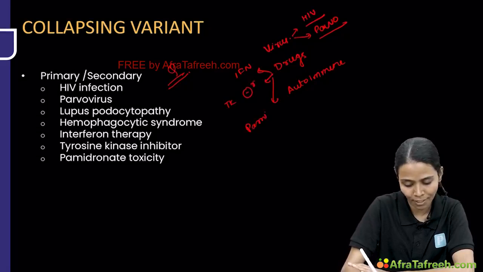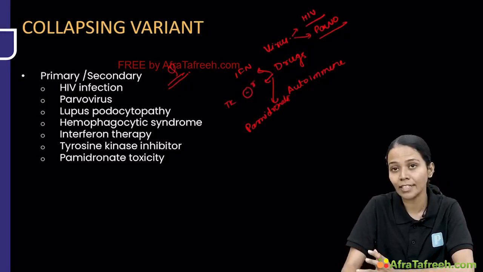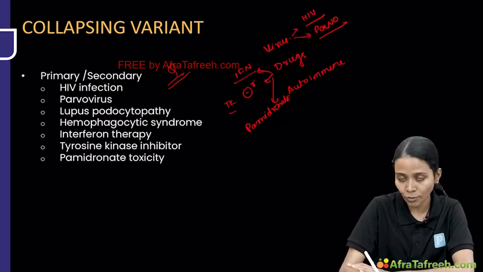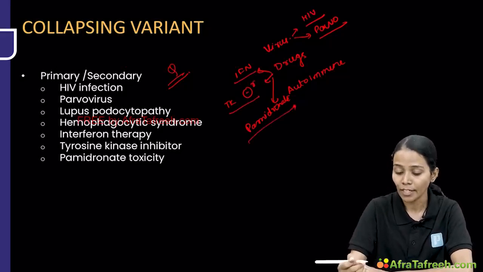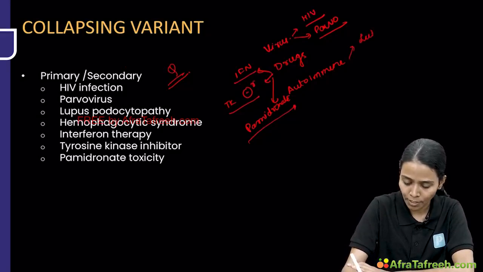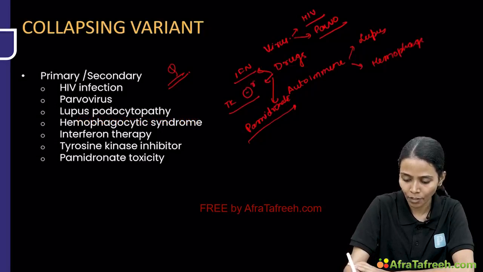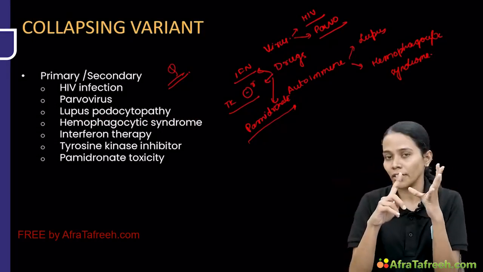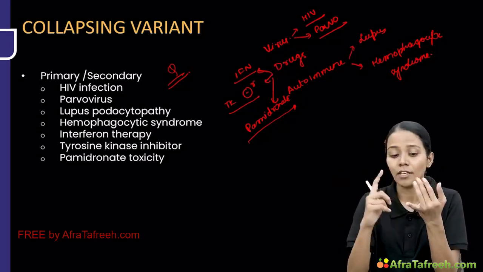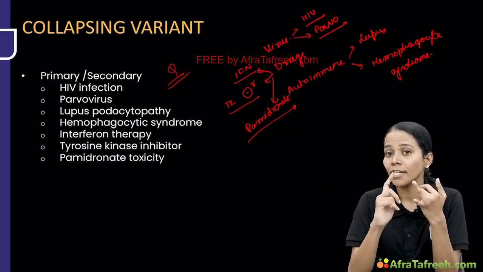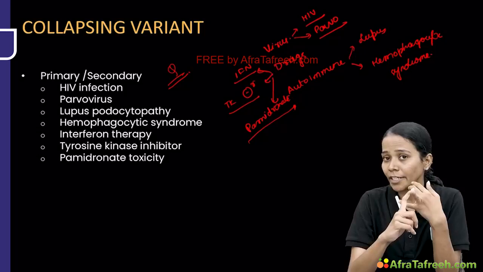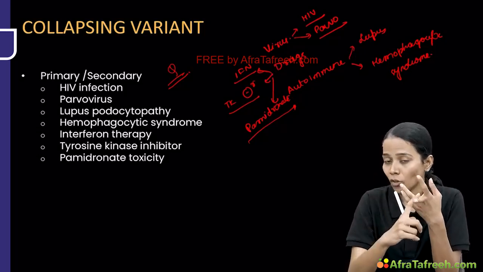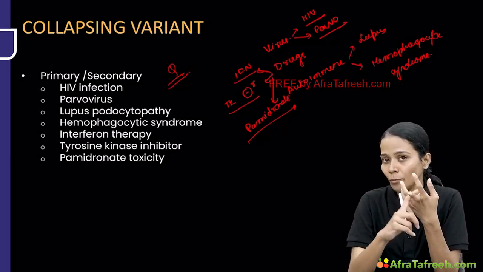So if you remember the HIP mnemonic, out of the three drugs: interferon, tyrosine kinase inhibitors and pamidronate. Then coming to autoimmune, which can be lupus or hemophagocytic syndrome. Okay. So the important causes of collapsing variant of FSGS, you can classify into virus, drugs and autoimmune. Virus is HIV and parvovirus. Drugs are interferons, pamidronate and tyrosine kinase inhibitors. And the autoimmune conditions are lupus podocytopathy and hemophagocytic syndrome.